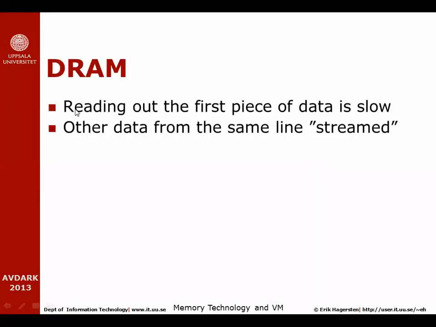DRAM has another property that we leveraged when we designed the large cache lines. That property is that reading out the first piece of data from DRAM is slow, but reading out other data from the same line that we have accessed, or right next to the first bit we read out, can be done very quickly, so it can stream out the following data.